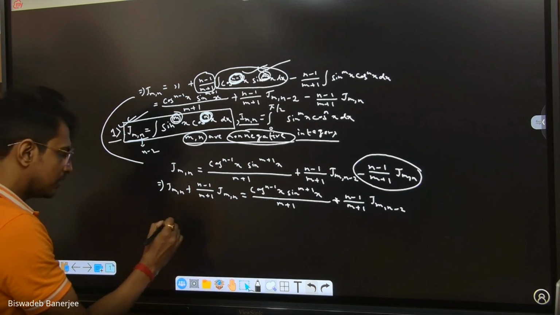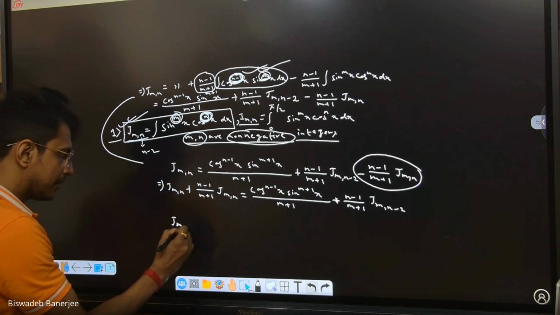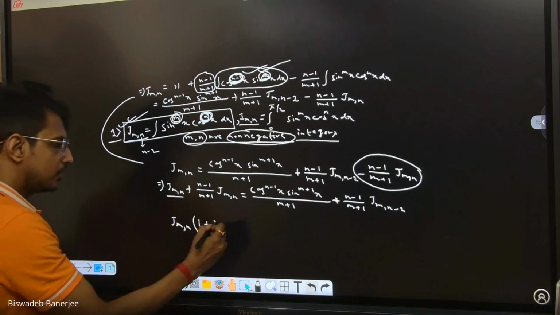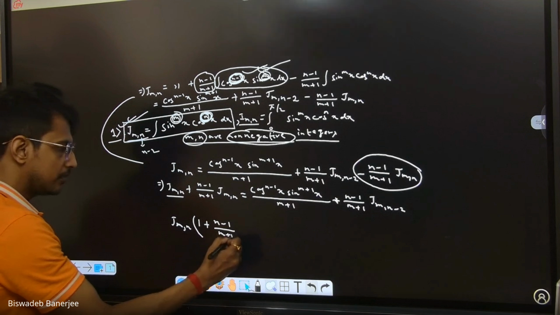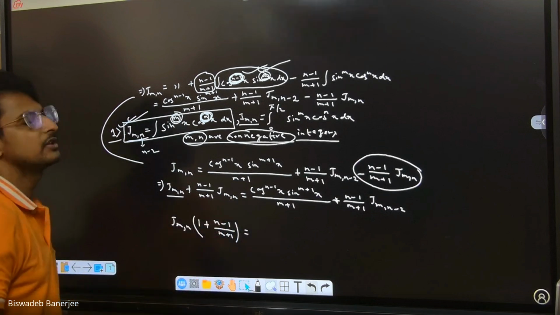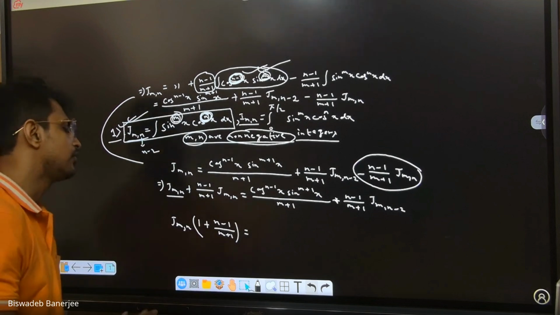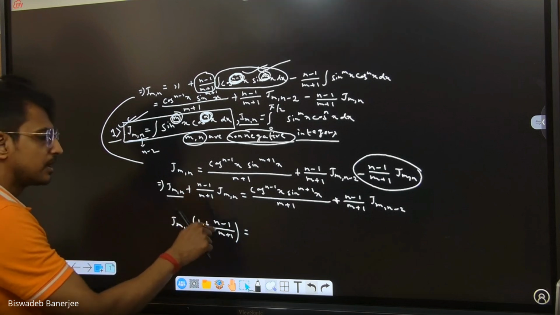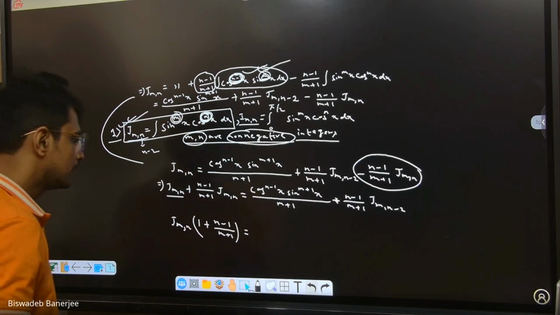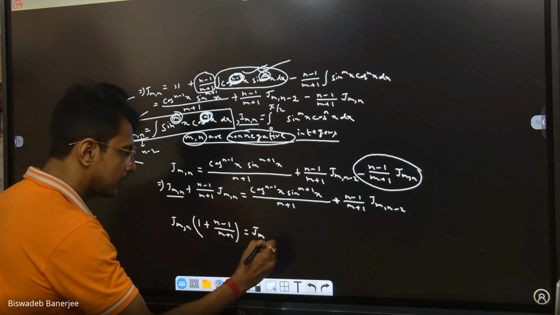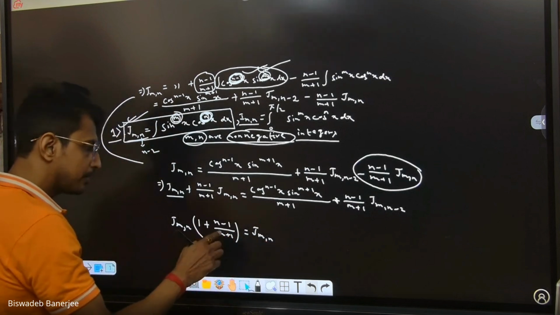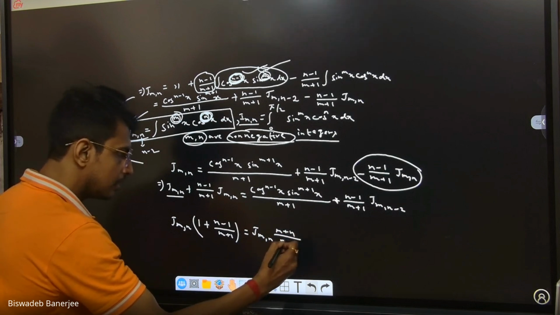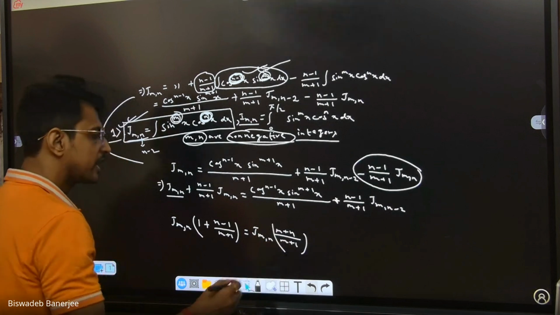See that the left hand side can be calculated by taking Jmn common. If we take Jmn common, it is 1 and it is (n minus 1) by (m plus 1). If we take Jmn common, this becomes 1, and this becomes (n minus 1) by (m plus 1). And if we take the LCM, plus 1 minus 1 gets cancelled.